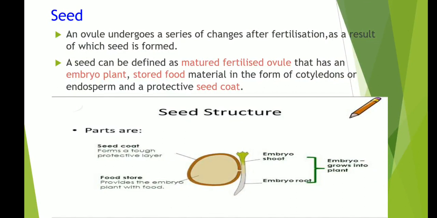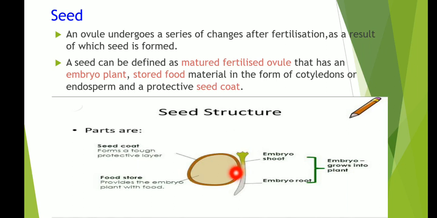So what is a seed? Seed is a ripened ovule, or we can say it is a mature ovule after fertilization. A seed contains an embryo plant and stored food material. This stored food material can be in the form of cotyledons or in the form of endosperm. So embryo plant, then stored food material and seed coat. So you can see that this is the embryo, this is the stored food material, and this brownish structure is actually the seed coat.